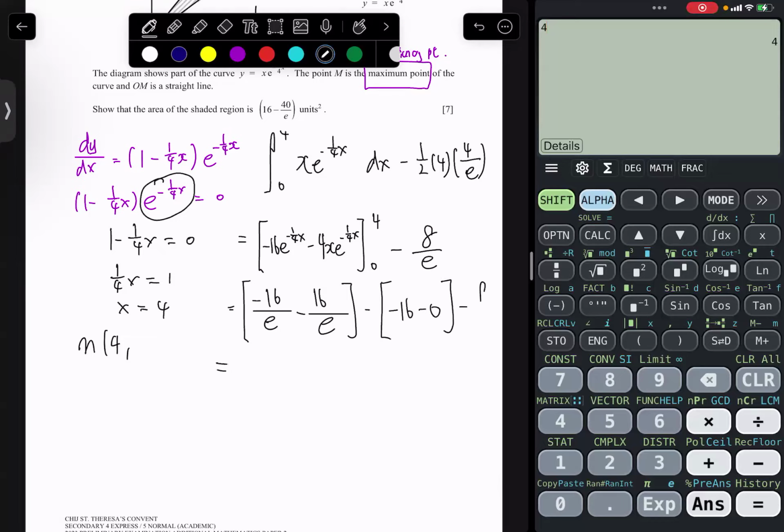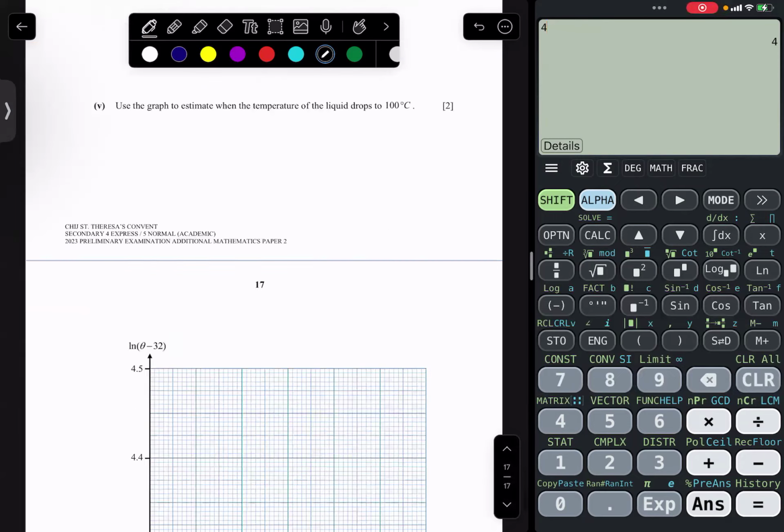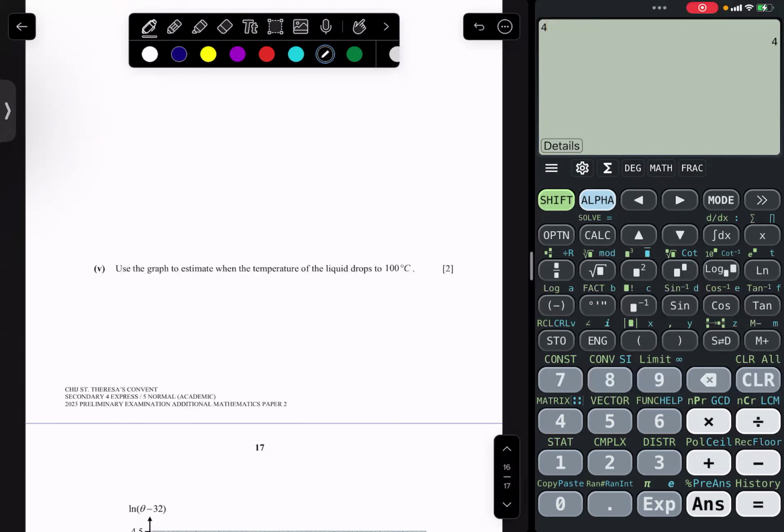Okay, minus 8 over e by the way, right? Okay, so we have -32 over e plus 16 minus 8 over e. So 16 minus 40 over e unit square. Sure. Okay. Question 11, linear law, right?